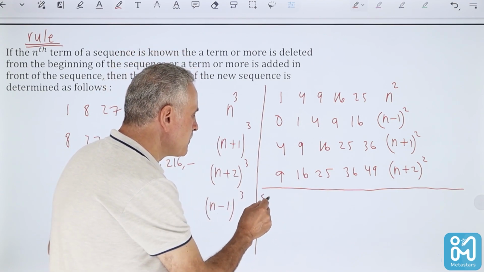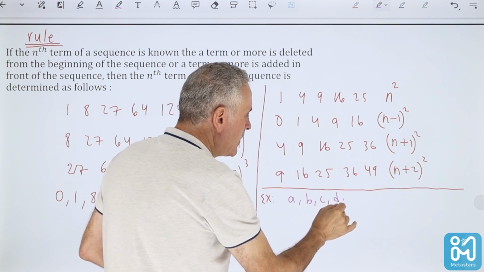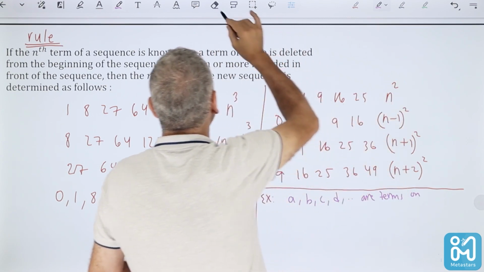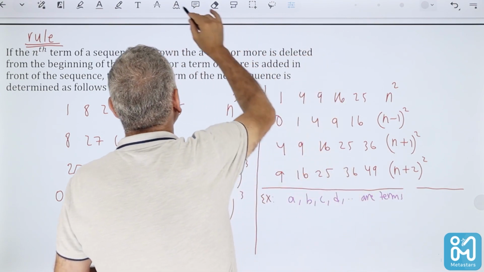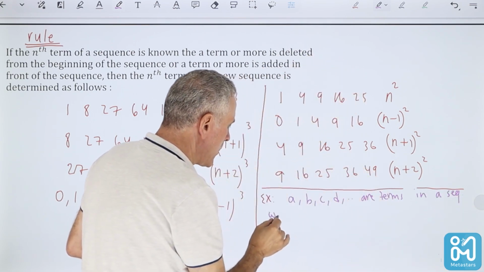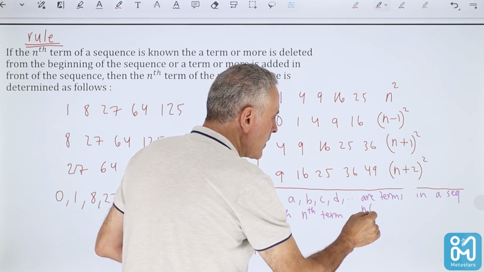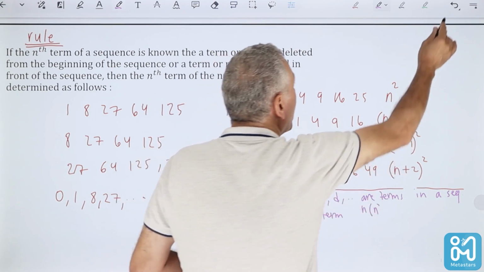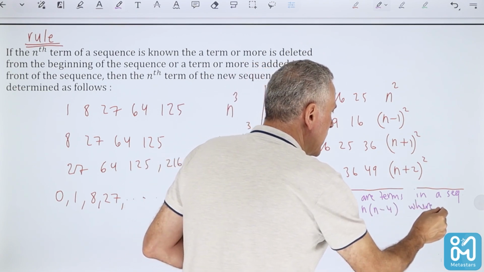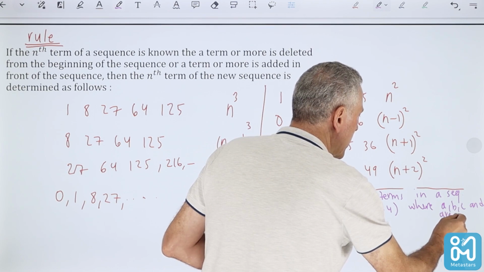I said, for example, also, if I tell you that A, B, C, D are terms of a sequence with nth term, let's say, n times n minus 4, where A, B, C, and D are constants.